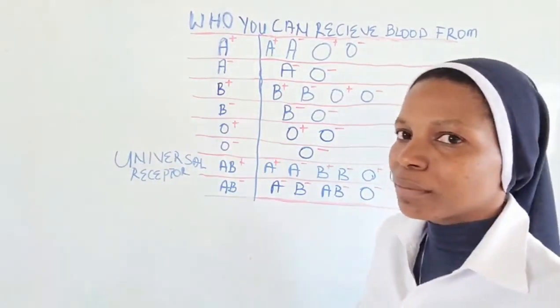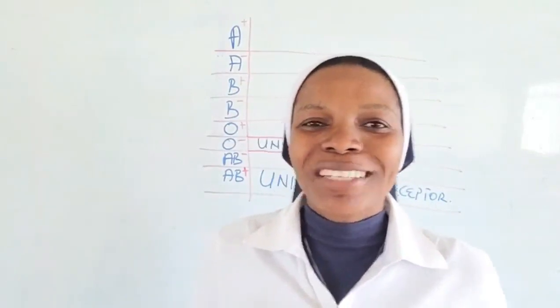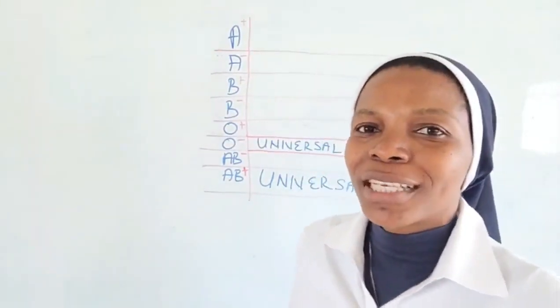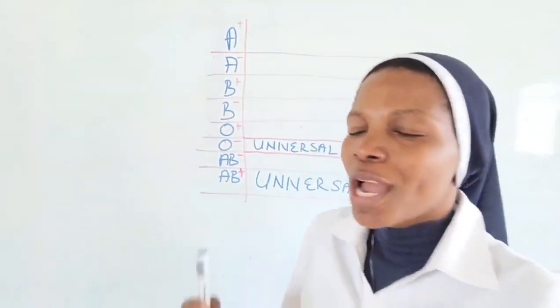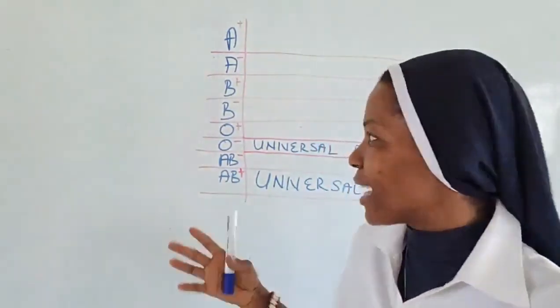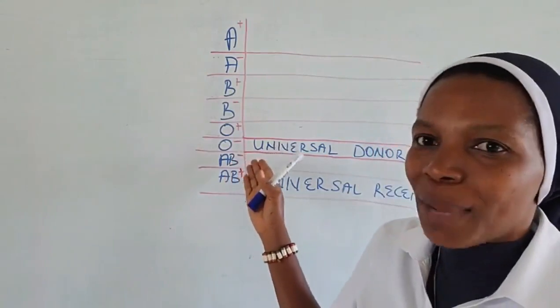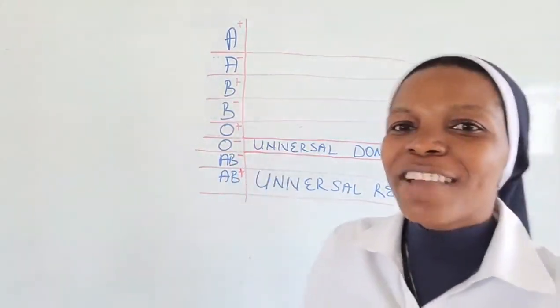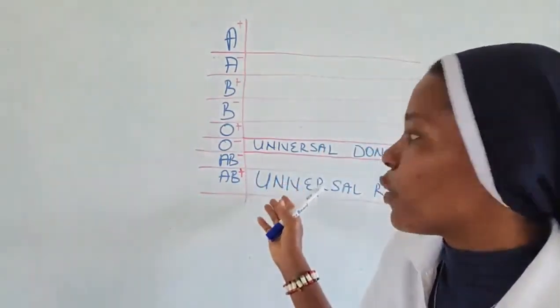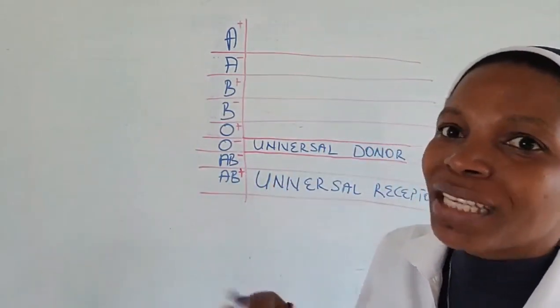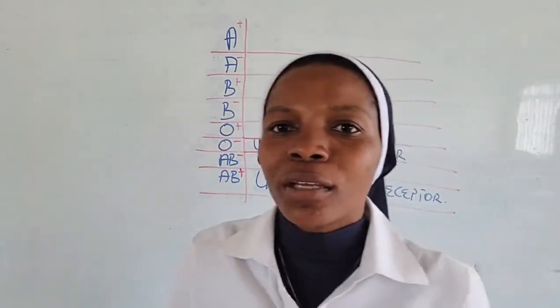In this video, we have looked at the different blood types, and we have looked at the blood types that can give blood to who and who can receive blood from who. I just want us to know once again that the O negative blood type is the universal donor. They can give blood to all the different blood types. And the AB positive, they are the universal acceptor, meaning that they can receive blood from all the different blood types.